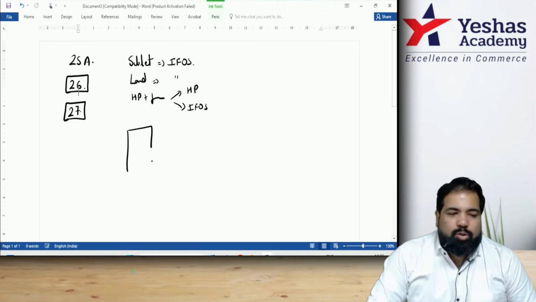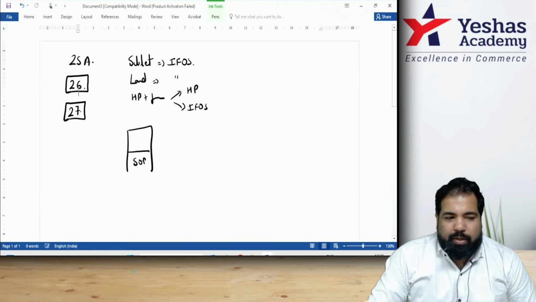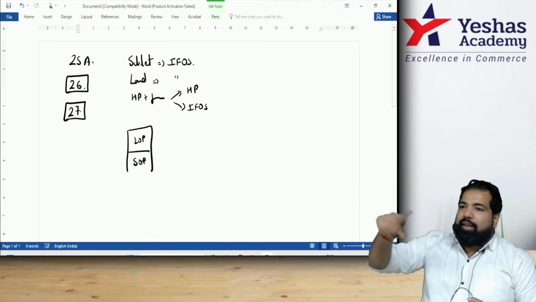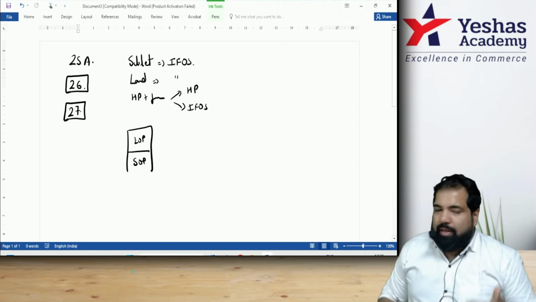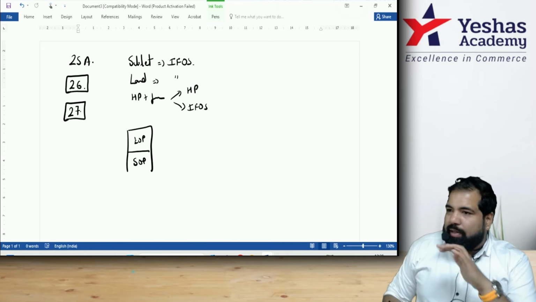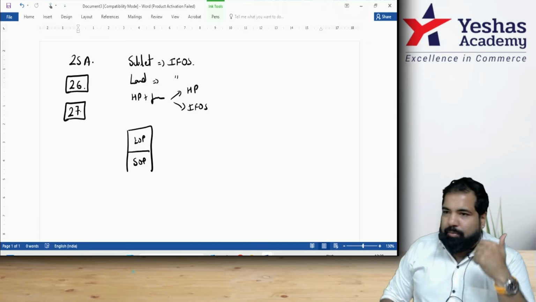And guys, what if I have a house which has been divided into two parts, SOP and LOP? If they divide the house, you divide the calculation. And which is the easier calculation always, guys? Okay, so always start with that and start building.